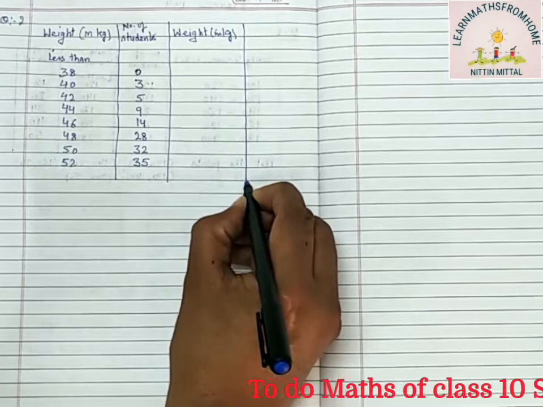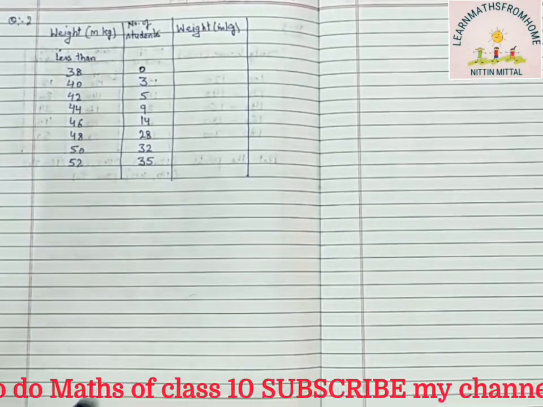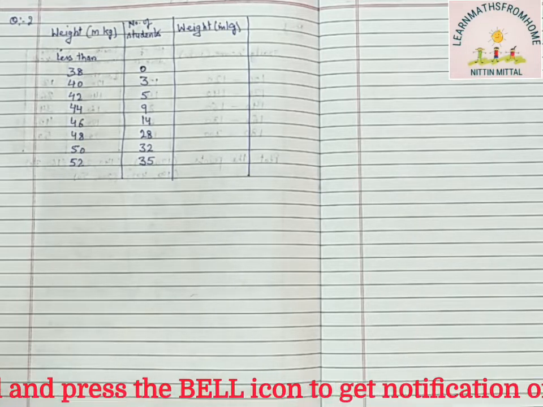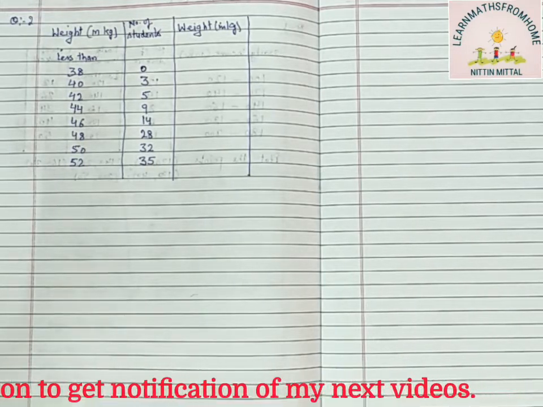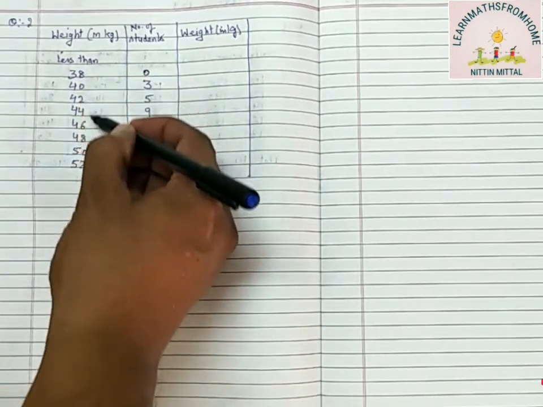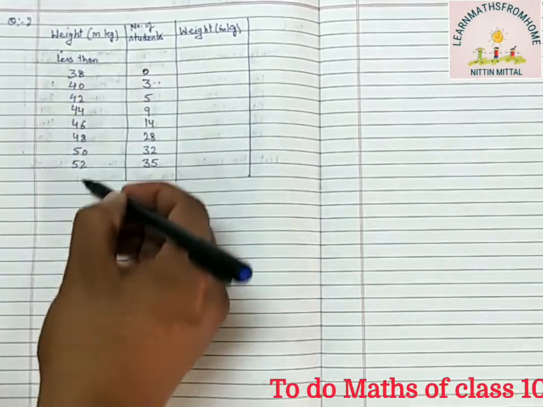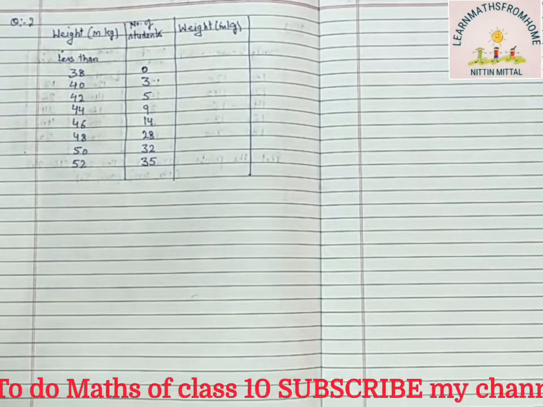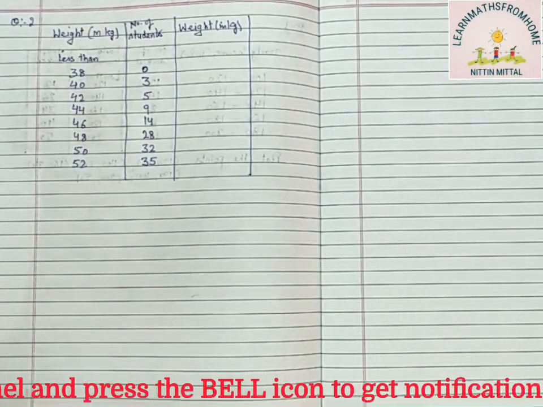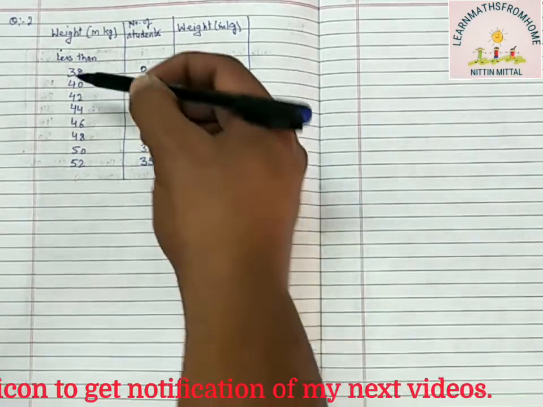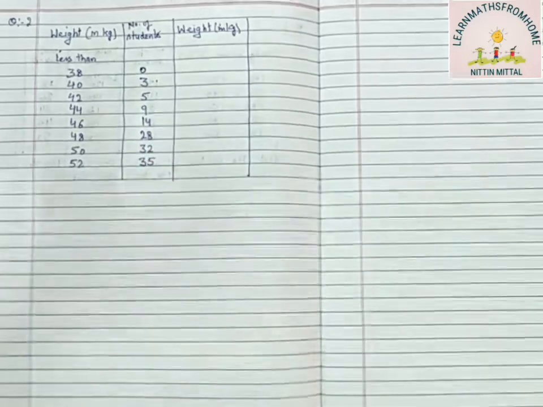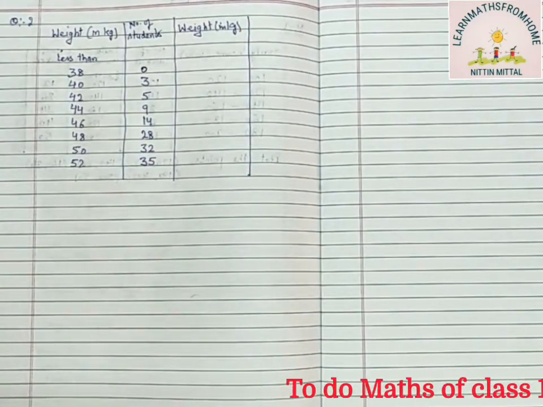Now students, you must remember, in the previous question also we have done, for less than type cumulative frequency distribution table we choose the upper limits. So it means in the given table these values are upper limits, right? So if these are upper limits, then what will be the class size? See what gap is going on. Gap of 2 is going on. It means class size must be 2.